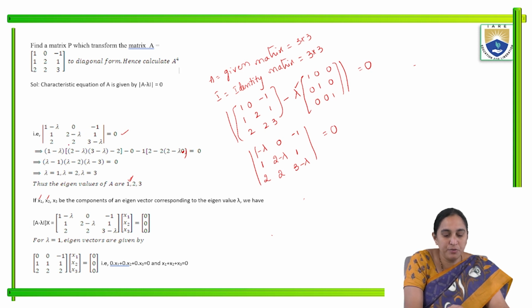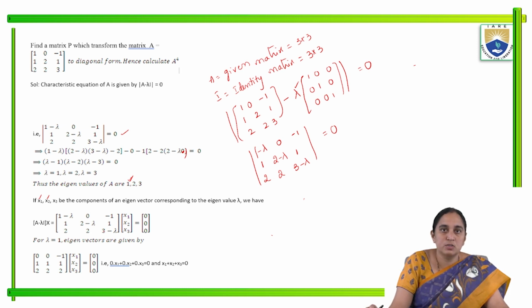Here we already know that A minus lambda I is the characteristic matrix form, that is, the matrix with rows (1 minus lambda, 0, minus 1), (1, 2 minus lambda, 1), (2, 2, 3 minus lambda), multiplied by the column (x1, x2, x3), is equal to 0. Here, X, I am assuming as small x1, small x2, small x3, the unknown values of the matrix, that is, capital X in one-column matrix form. This (A minus lambda I) into X is common for finding all the eigenvectors. For that, I am taking the first value, lambda is equal to 1.